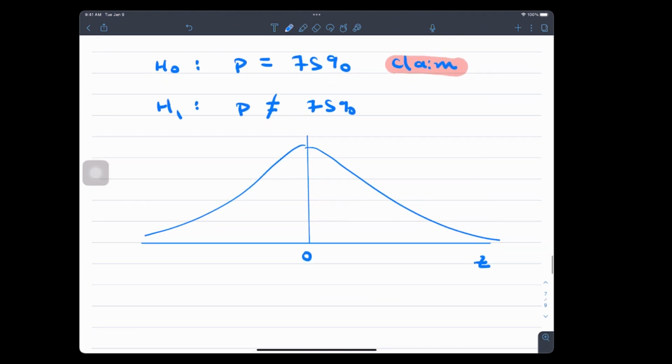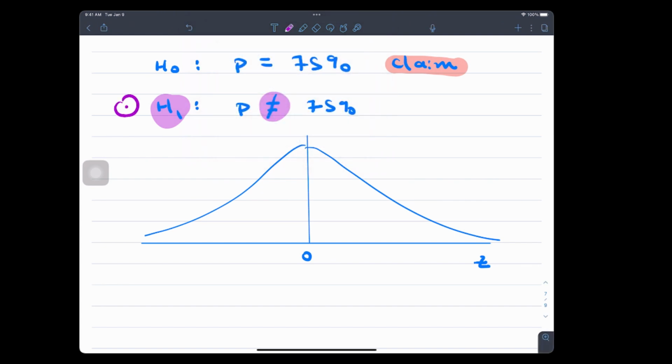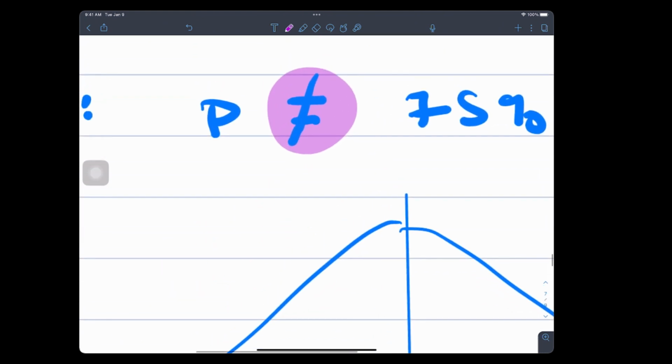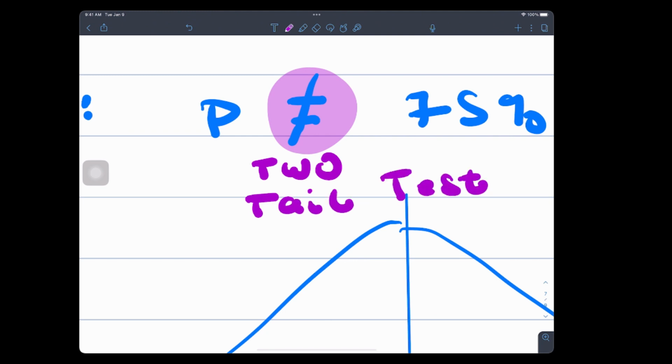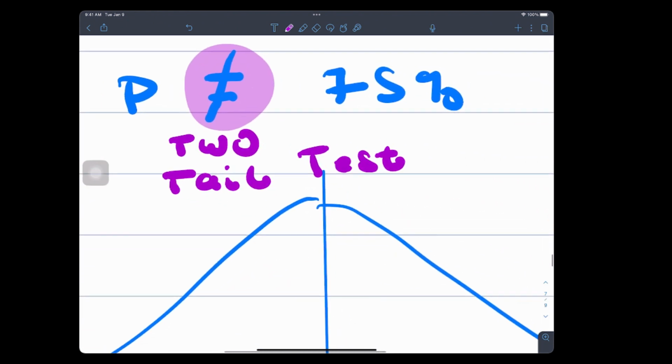Now let me ask you a question here, because you have to create your decision rule. Okay? And when you create your decision rule, you always look at the what? Alternate hypothesis. I'll put a purple eyeball there. And if you see not equal, what does that mean? This is a what? Two-tail test. Always, always, always, what do you look at? Alternate hypothesis. Good.